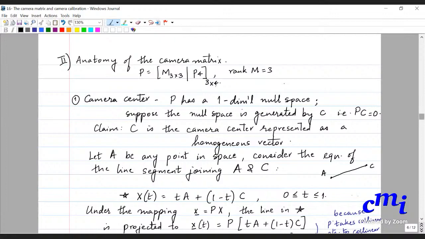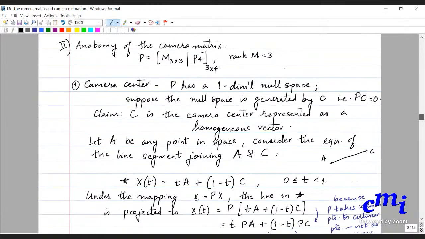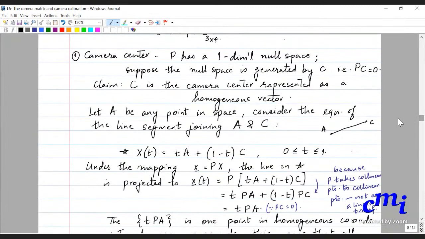So now what happens when you apply P, your camera matrix, to this segment? The result is also going to be a line segment. The notation here is that under the mapping x equals PX, the points capital X_t are projected to points small x_t. So this is P of (t a + (1 minus t) c).